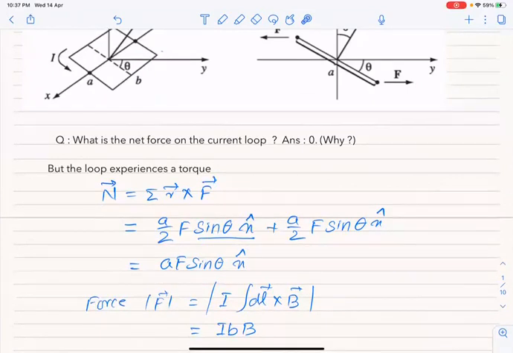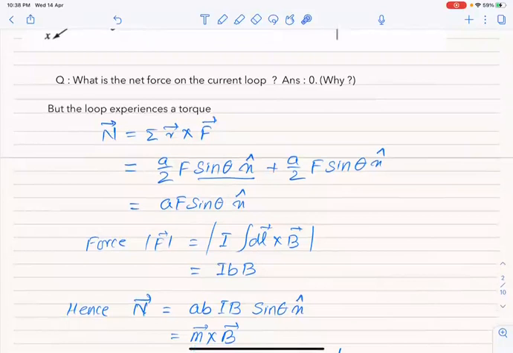And of course, the magnitude of the force is nothing but I times the magnitude of dl cross B for that side. So you are calculating the magnitude of force for this side. dl and B is uniform. When I say B is uniform, you can take B out of the integral, and what ends up is the dl integration, which will give you B, and so that is I B B. That's your force. Now you plug this value here, so the torque becomes A B I multiplied by B and sine theta x cap.